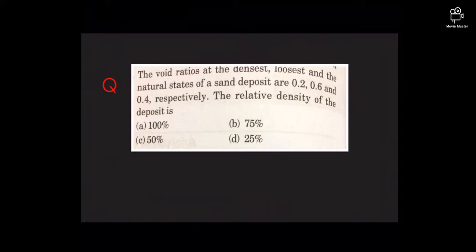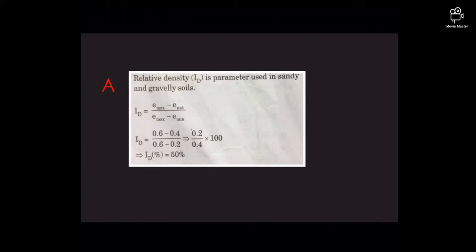Next question: the void ratios at the densest, loosest and natural states of a sand deposit are 0.2, 0.6 and 0.4 respectively. The relative density of the deposit is what? So we have to be familiar with the equation. Relative density is e max minus e natural divided by e max minus e minimum.